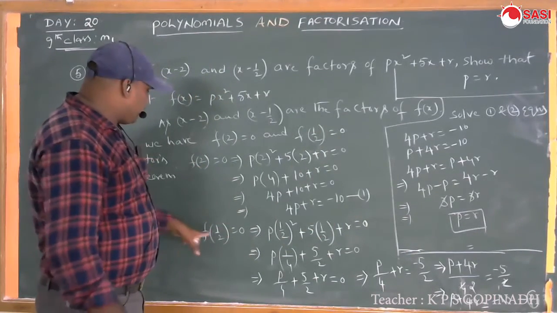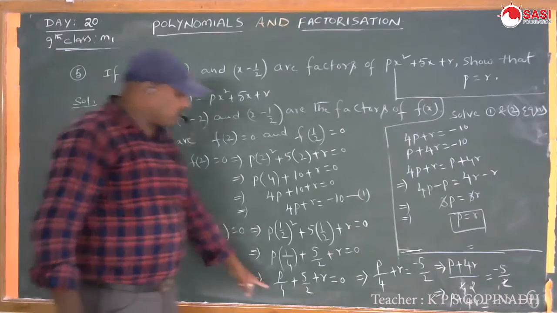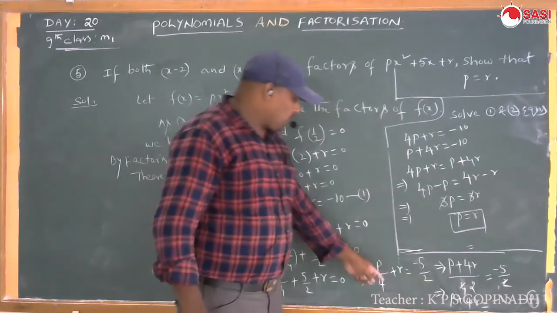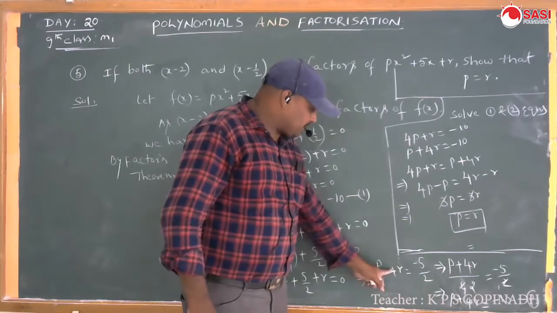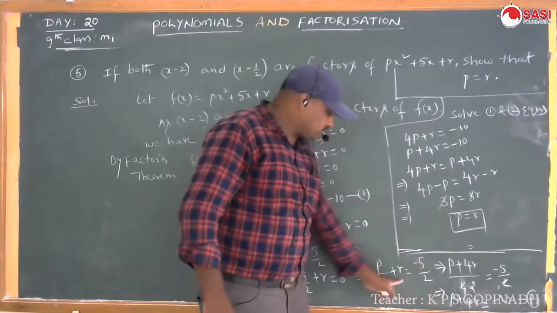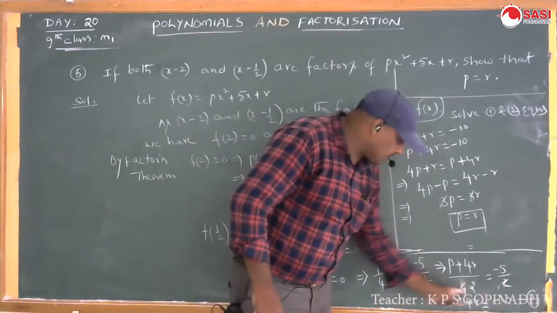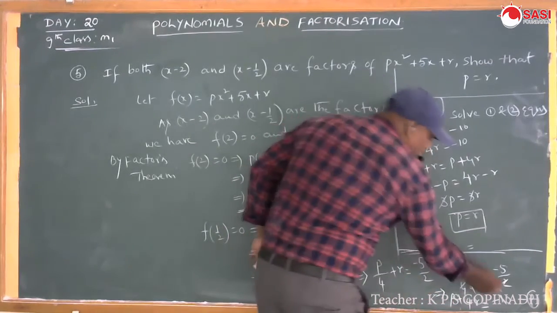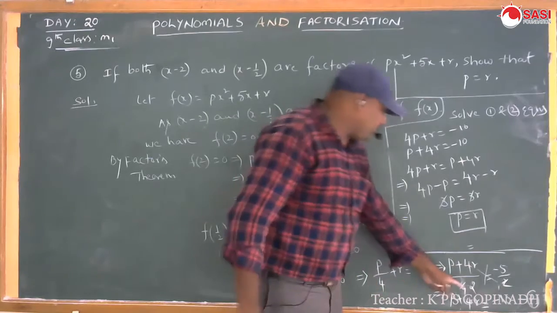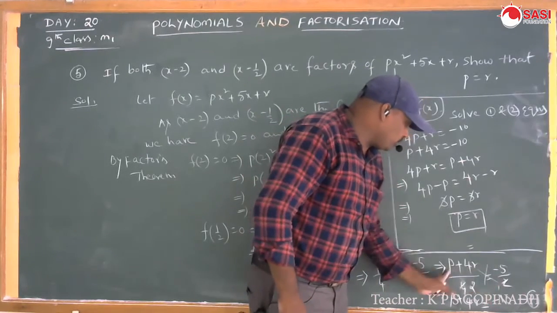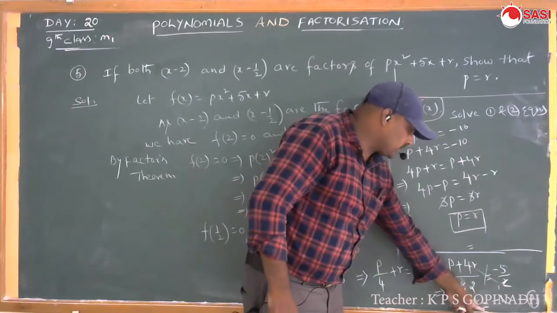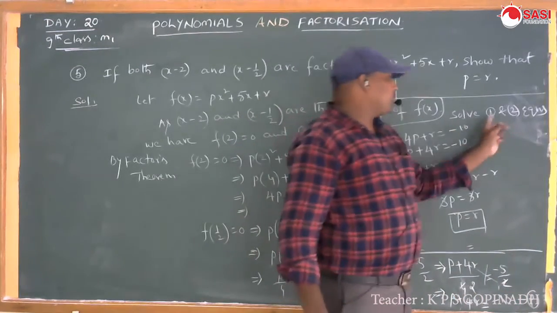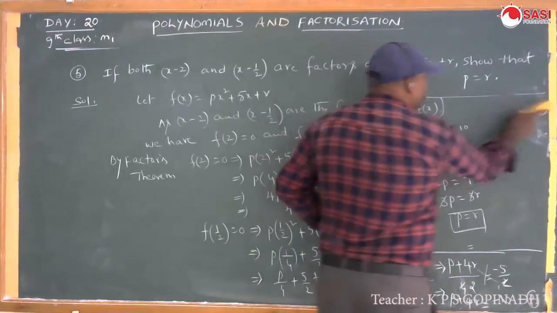Next, f of minus 1 by 2 equal to 0 gives the equation p by 4 plus r is equal to minus 5 by 2. So now by LCM I have to calculate: p plus 4r by 4 is equal to minus 5 by 2, where the 2 table cancels 4 two times. After that you have to do cross multiplication. Here 1 will be there. 1 into p plus 4r, p plus 4r is equal to minus 5 into 2, minus 10. So now, comparing equations 1 and 2.